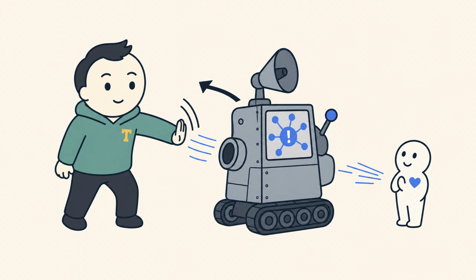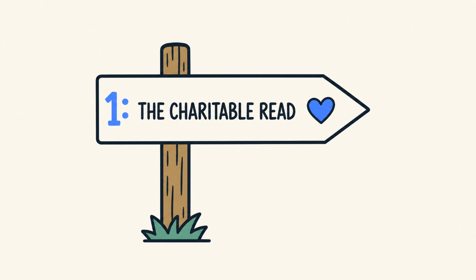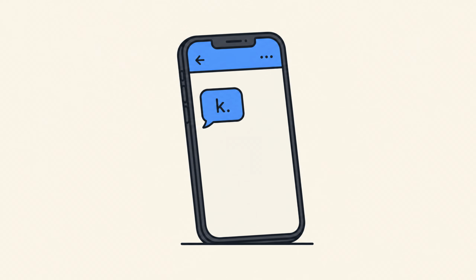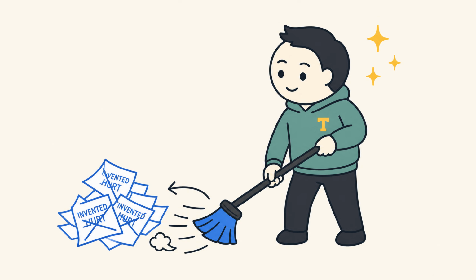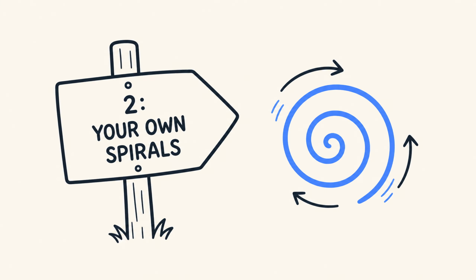Now the personal side, because we aim the conspiracy machine at the people we love too. Scenario 1. The charitable read. A friend's reply is short. A partner seems off. Before assuming you did something wrong, try the simplest explanation. They're tired, busy, or having a rough day. Usually nothing to do with you. Leading with a simple, kind interpretation saves you hours of invented hurt.